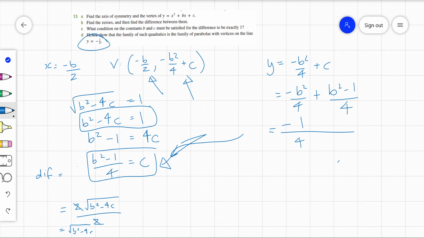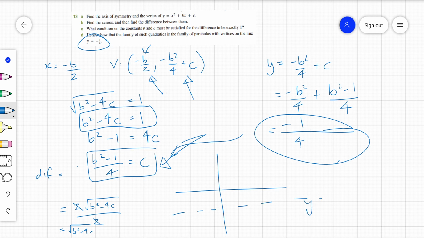So you can see any vertex, the y value doesn't depend on b. Doesn't depend on b or c or anything now. So it's always y equals negative 1/4. Yes, the x value will change, so it'll go across, but the y value is always going to be negative 1/4. If we have a look at this, this is y equals negative 1/4. So the x value might be here or here or here, who knows? So here we could have that one, that one, that one. It's all going to just move across, but with the vertex on that y equals negative 1/4. Okay, hope that helps.